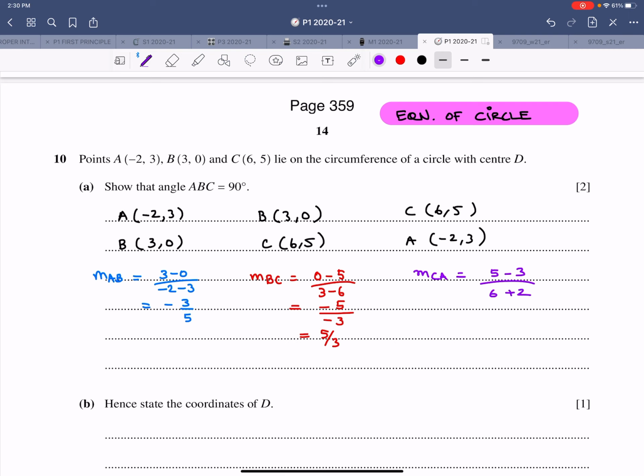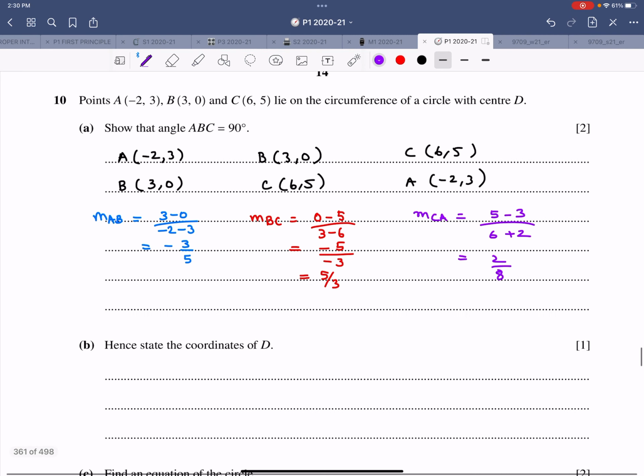So therefore 5 minus 3 is 2, and 6 plus 2 is 8. So any two gradients will multiply to give you minus 1. That is this gradient. Let me highlight it. This gradient and this gradient, they are multiplying to give you minus 1.